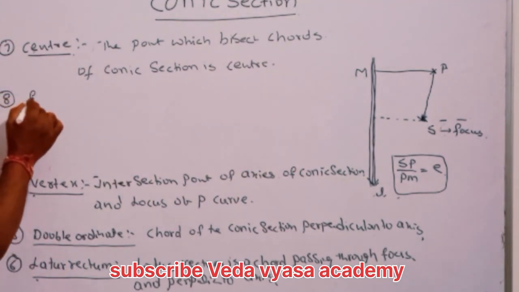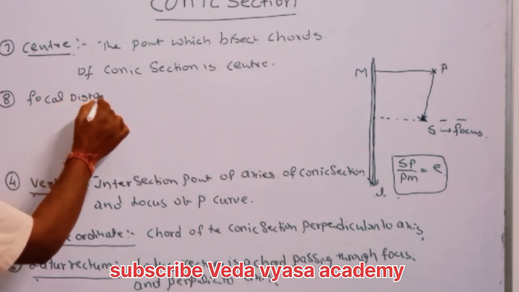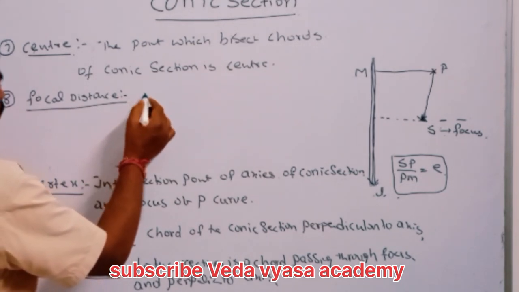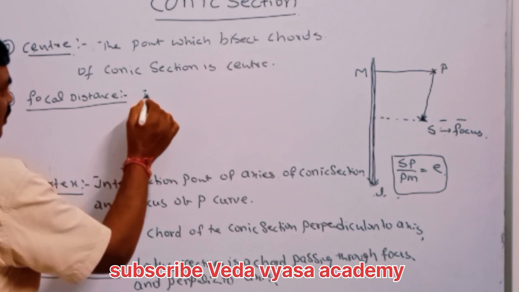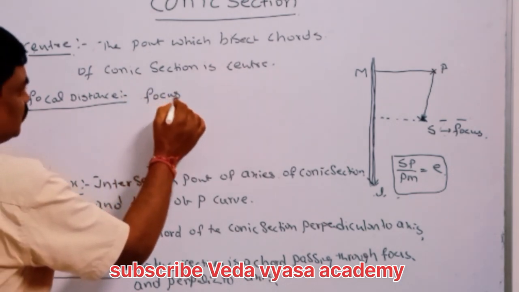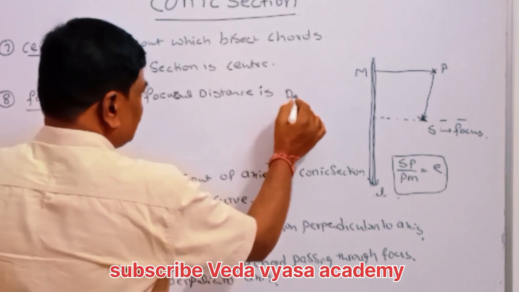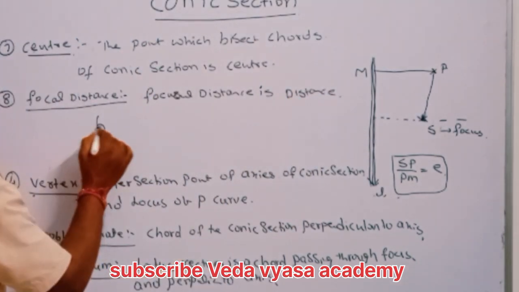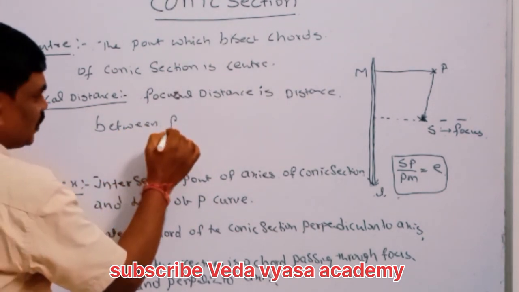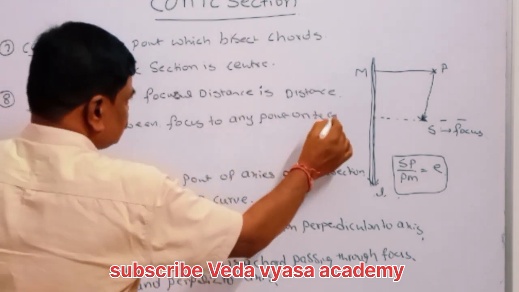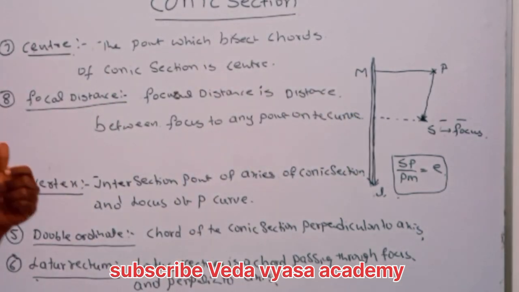Next, focal distance. Focal distance is the distance between the focus and any point on the curve, any point on the conic section.